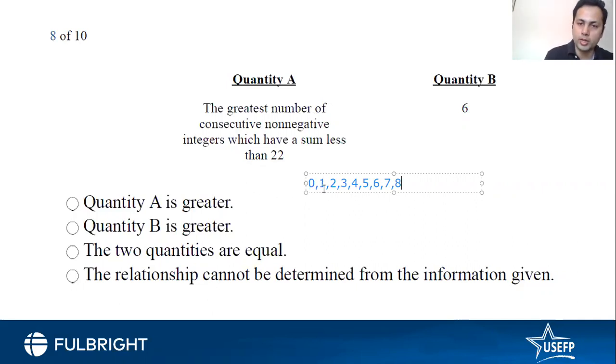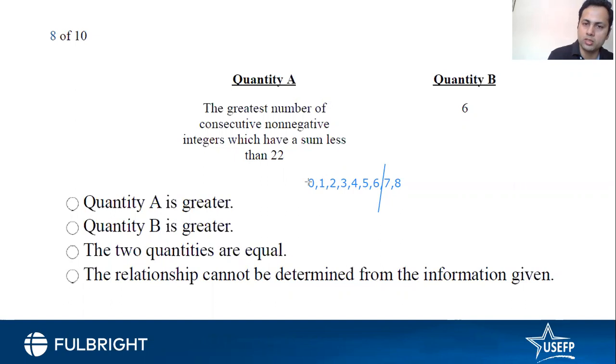So 0 plus 1, 1. 1 plus 2, 3. 3 plus 3, 6, 10, 15, 21. So by adding from 0 to 6, we get a sum of 21. After that it would become 28. So adding all of them together, we have a sum which is less than 22, which is 21.